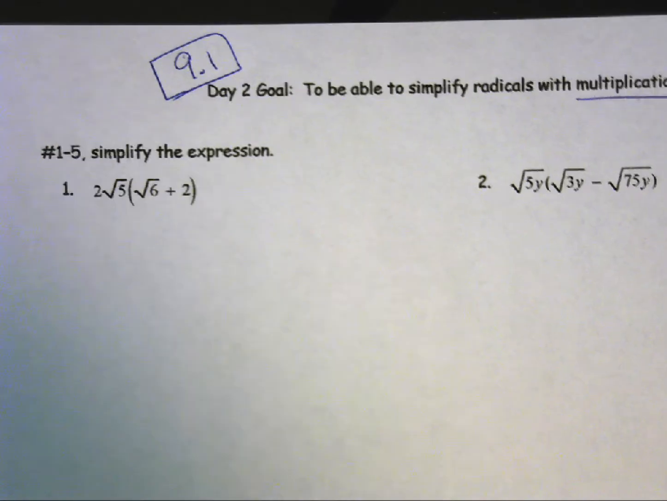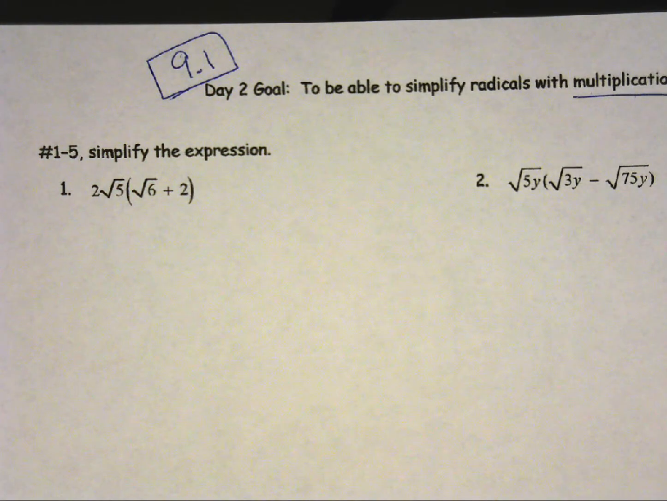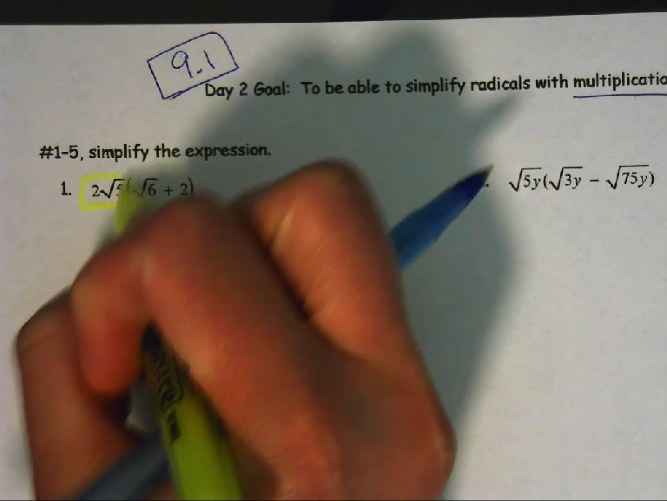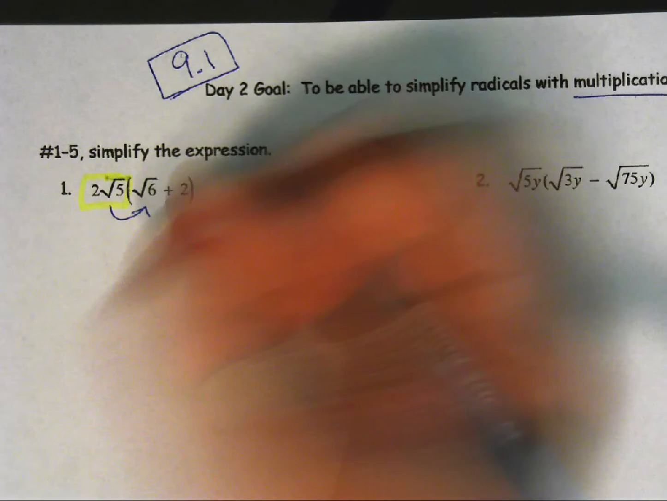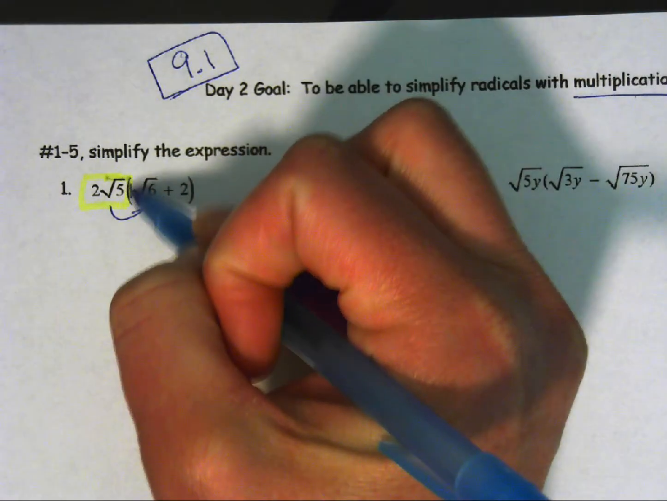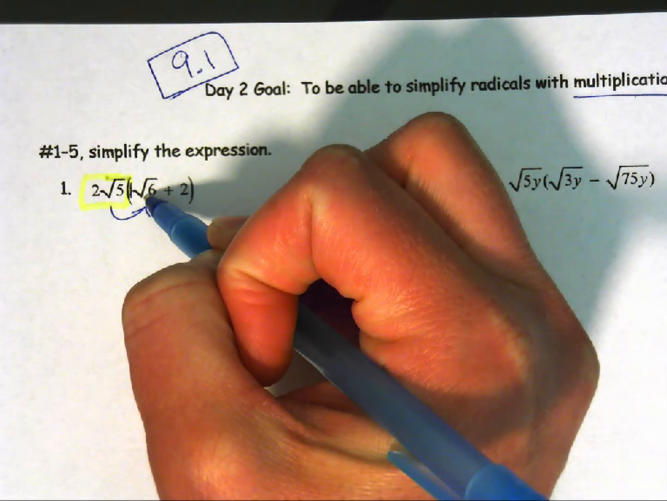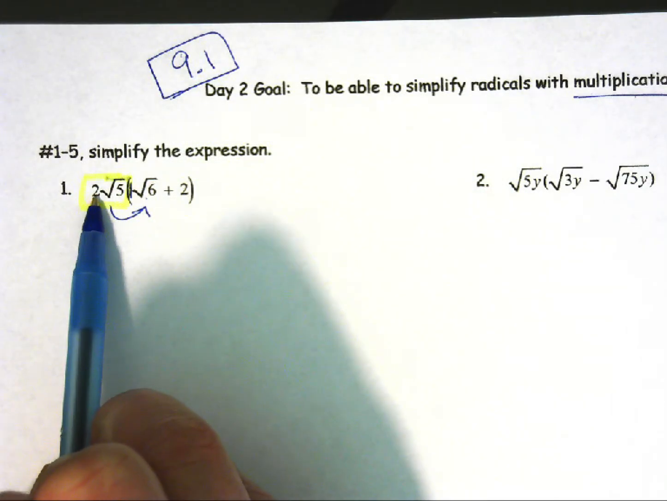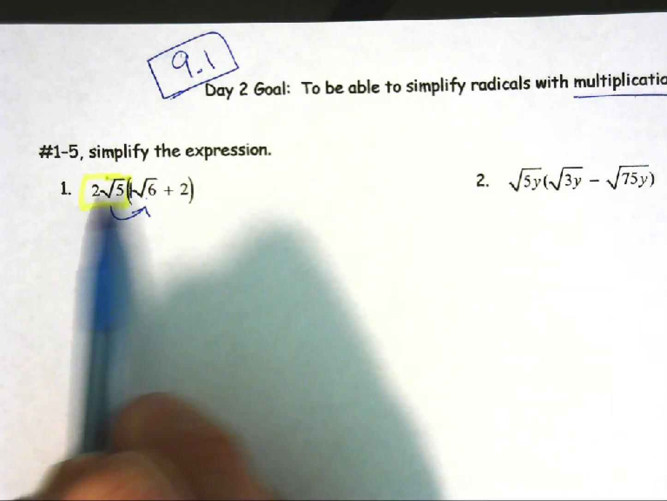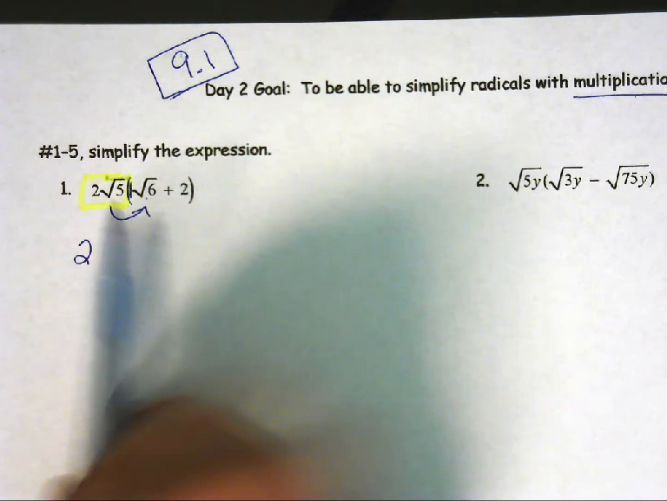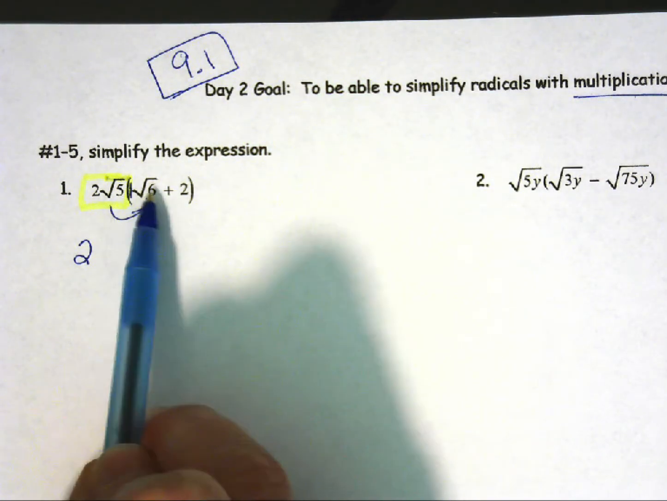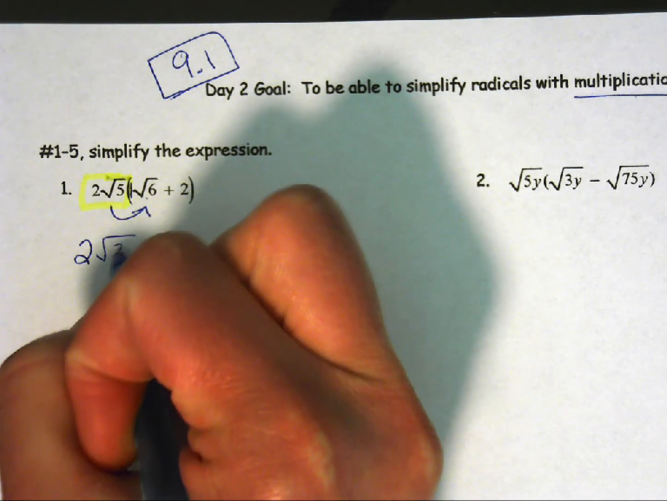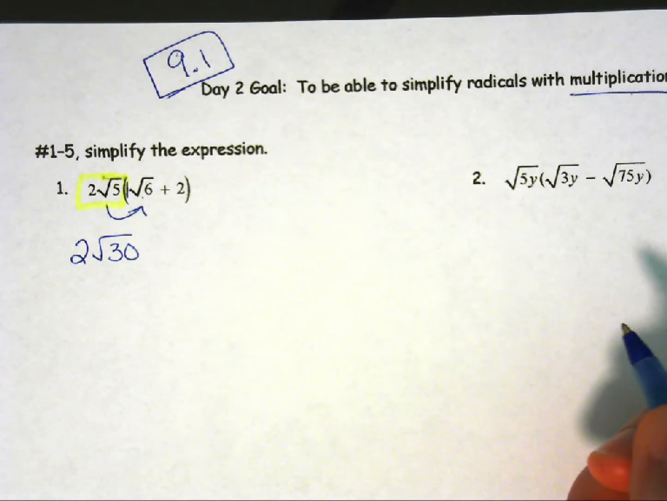So let's take this first one. If we are going to be multiplying this outside piece times this parenthesis, we're just going to distribute. Now remember, there is a 1 sitting out front of this square root of 6. So we're going to multiply the whole number times whole number, so 2 times 1. And then we're going to multiply the square root times the square root. So square root of 5 times square root of 6 would be the square root of 30. And then that one's done.